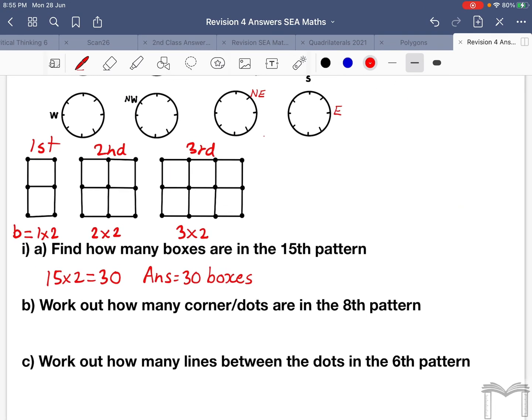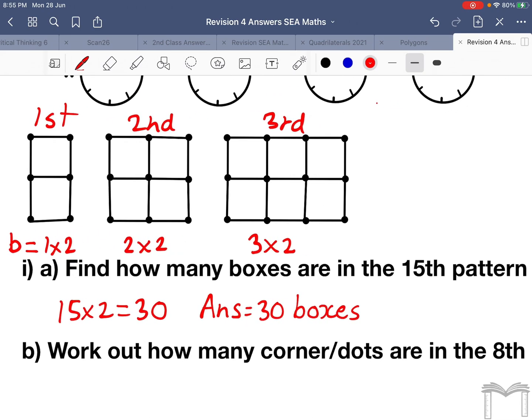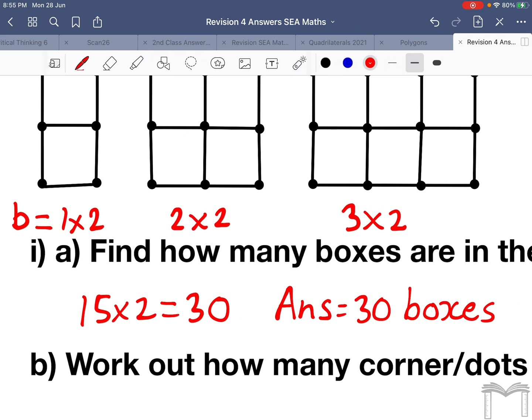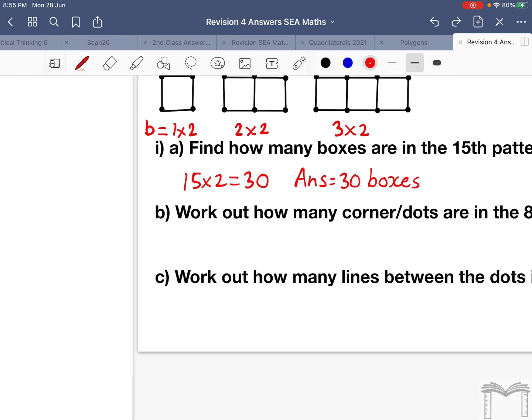Part B. Work out how many corner or dots are in the 8th pattern. So let's see what kind of pattern we can see for the dots. So I'm going to erase this. Actually, we can leave that. Let me write it here.